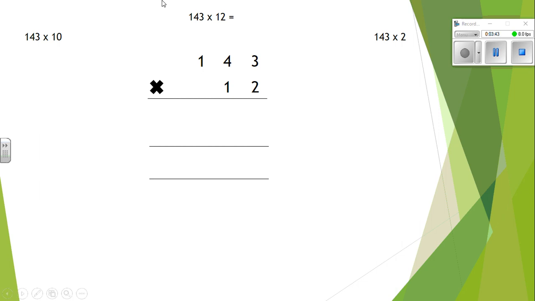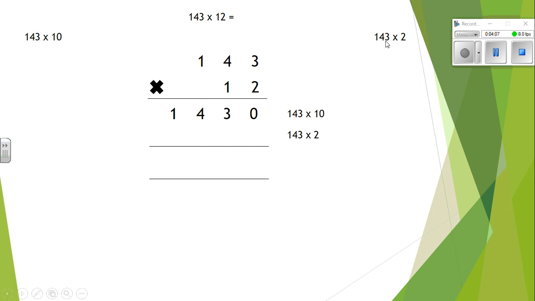We're going to partition just the 12 to break down the 12 into 10 and into 2. Now, you might be looking at this thing, oh, well, I don't know my 143 times tables, I can't do this. Well, we know our tens, so we can do 143 times 10. We know it's 1,430, that's easy. And then 143 times 2, all we're doing is doubling. So double your hundreds, double your tens, double your units.